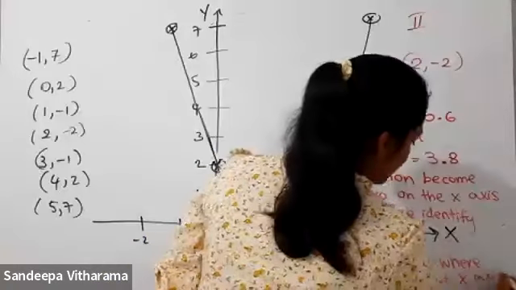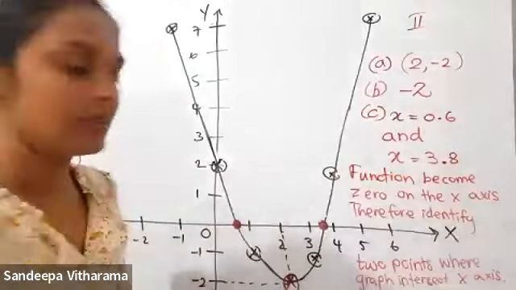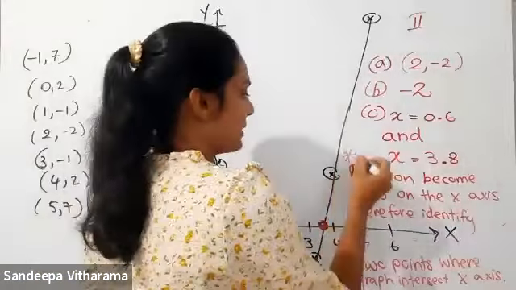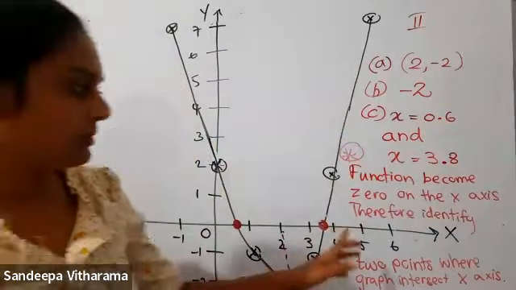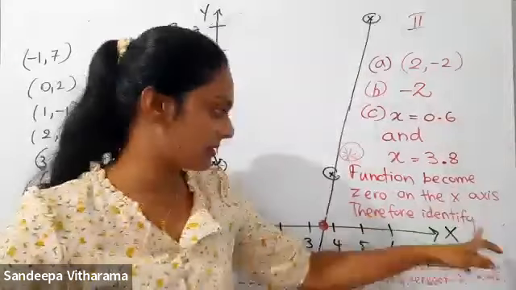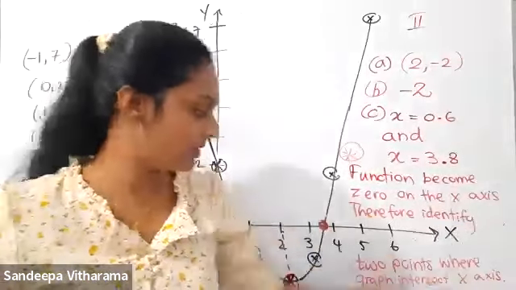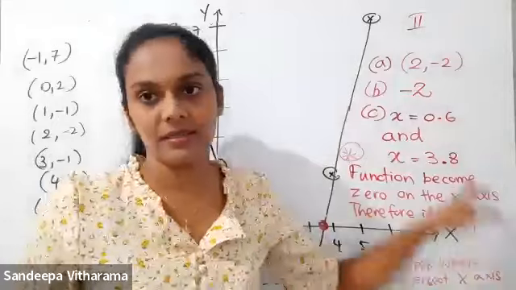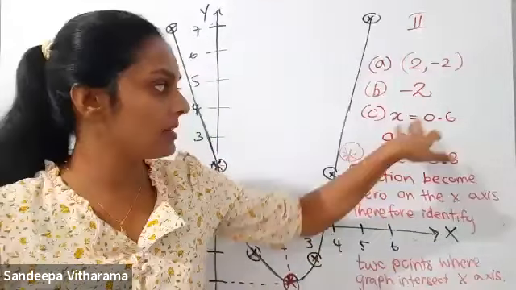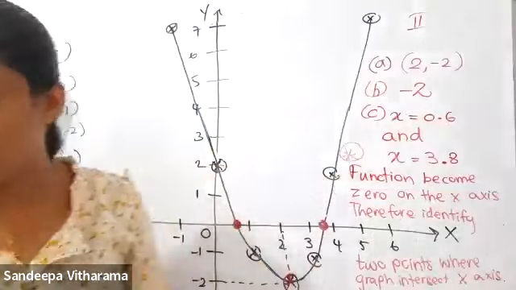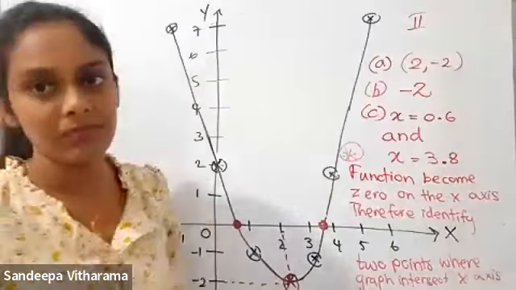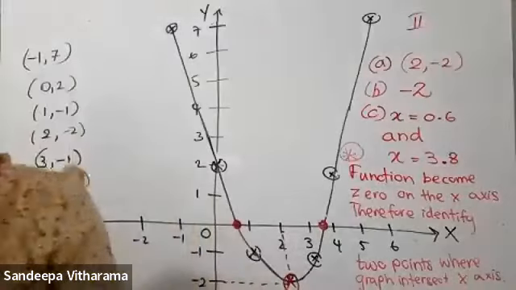Function becomes 0 on the x-axis. Therefore, identify 2 points where the graph intersects the x-axis, and just write x equals 0.6 and x equals 3.8.